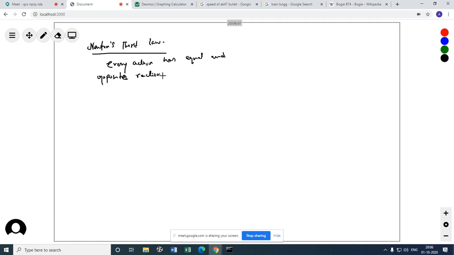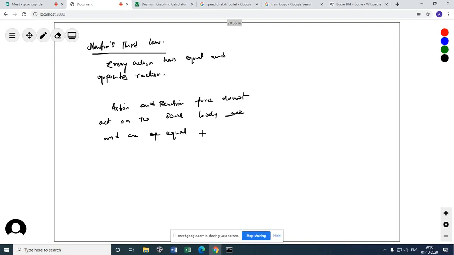Opposite reaction. Also one thing: action and reaction forces do not act on the same body. Okay? And they are equal and opposite in direction. This is also, in another way, what I can say is Newton's third law.